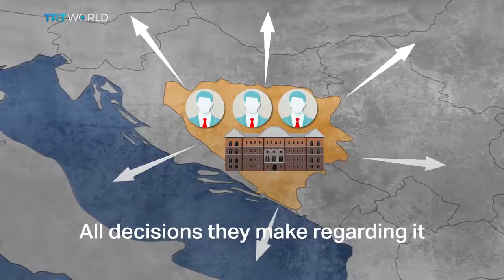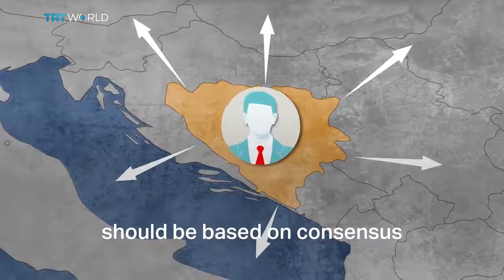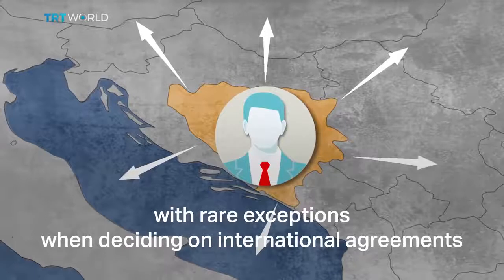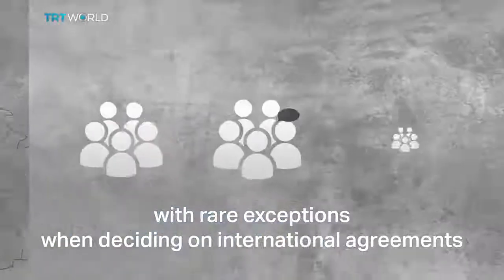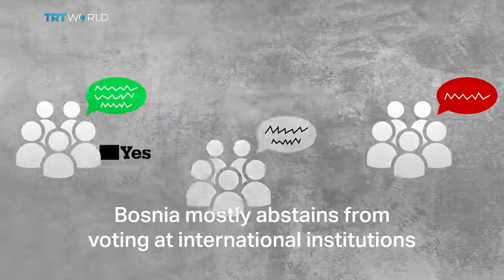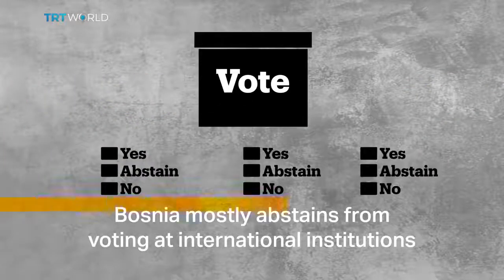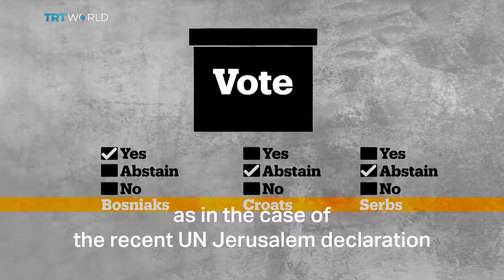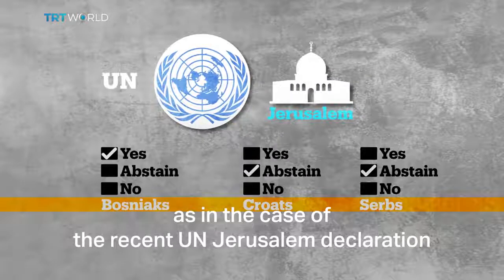All decisions they make regarding it should be based on consensus, with rare exceptions when deciding on international agreements. As views among major ethnic groups usually differ, Bosnia mostly abstains from voting at international institutions, as in the case of the recent UN Jerusalem Declaration.